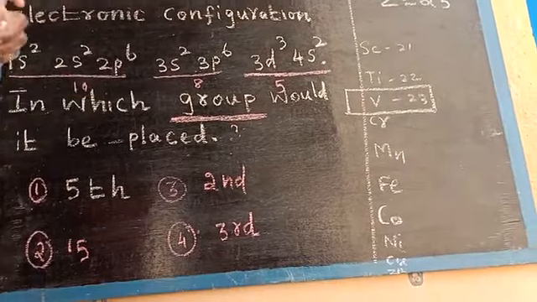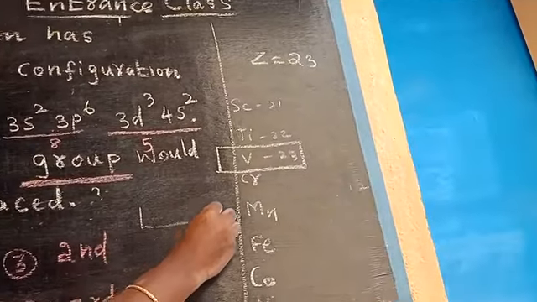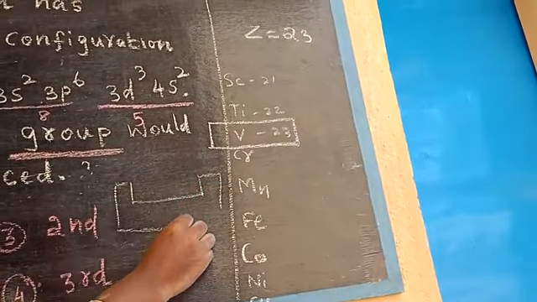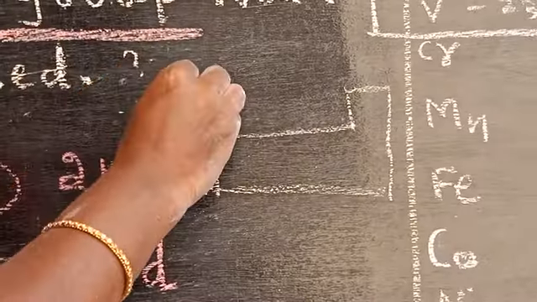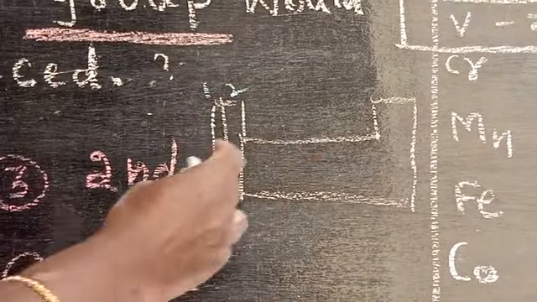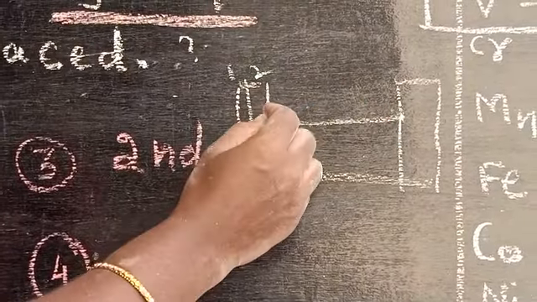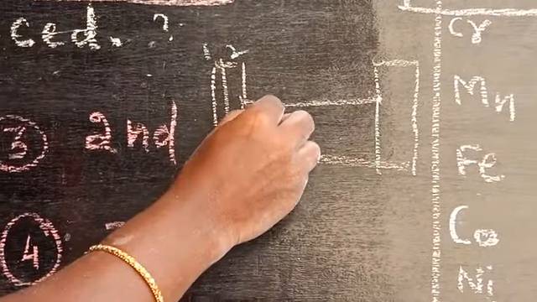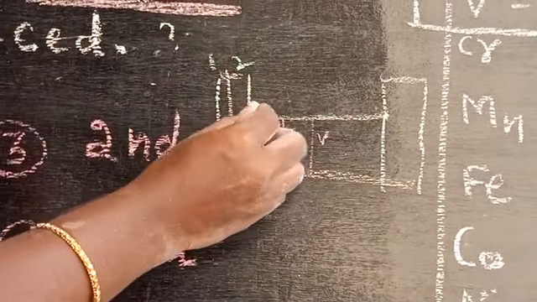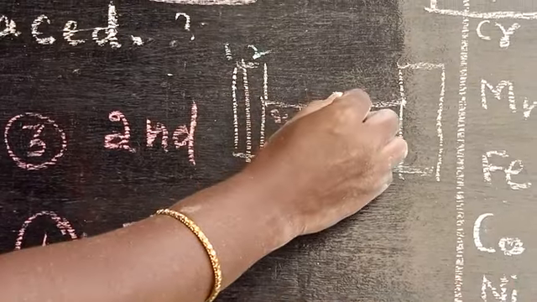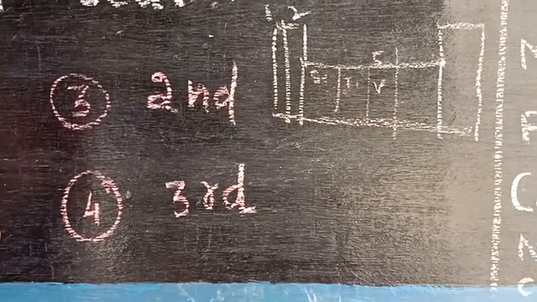So here the question is the group number. In the periodic table, this is the pattern. This is a periodic table. Group numbers 1 as well as 2 are present here. Here the transition elements, the 10 series, are present. First scandium, titanium and vanadium, so 1, 2, 3, 4 and 5. So what about the group number for vanadium? It is the 5th group.